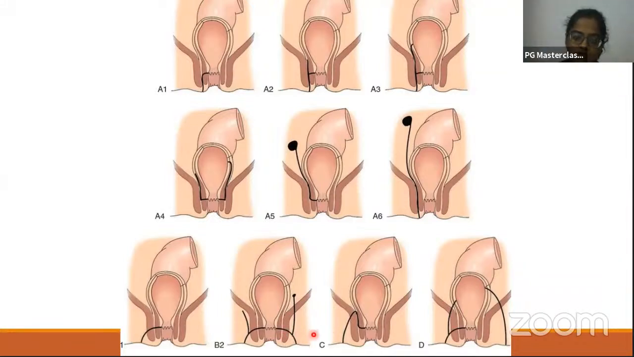The next is suprasphincteric. It crosses the internal sphincter, passes above the levator muscle, and then opens in the perianal region as an external opening.